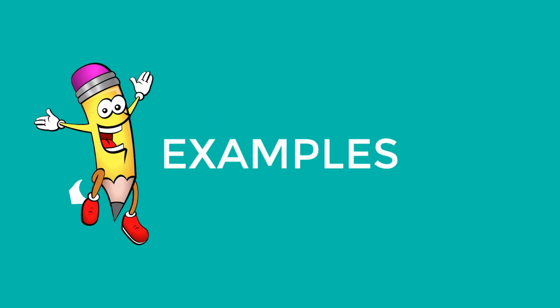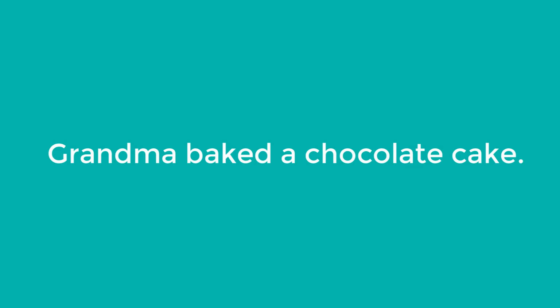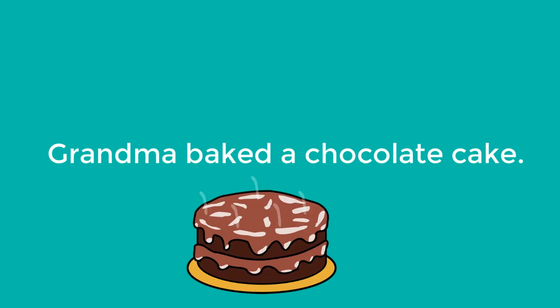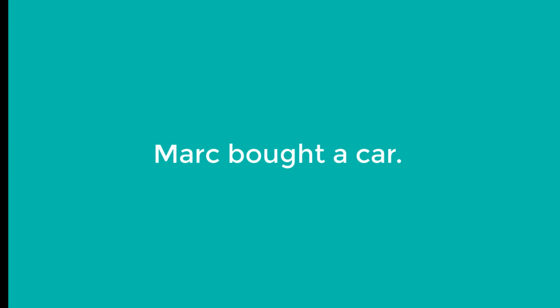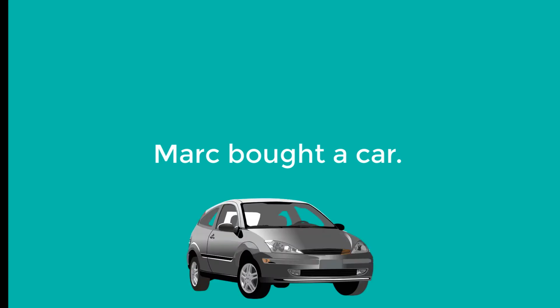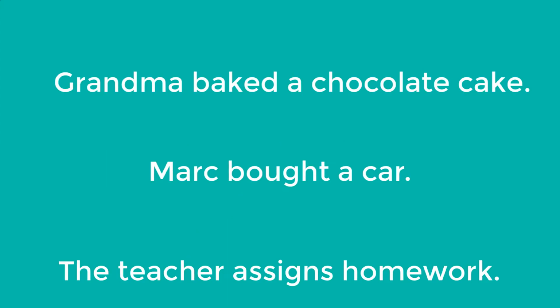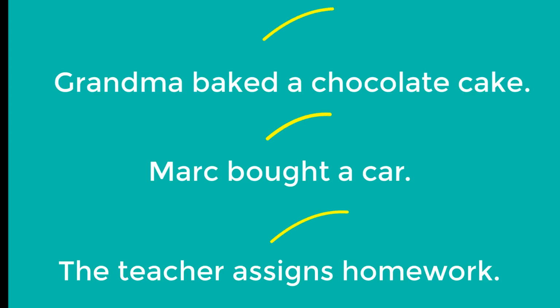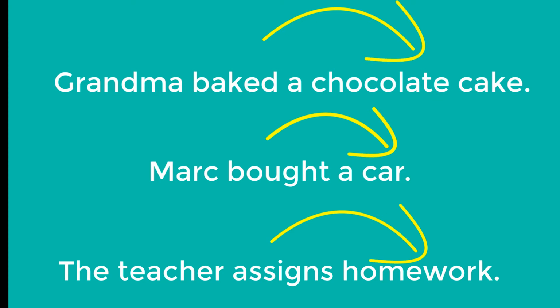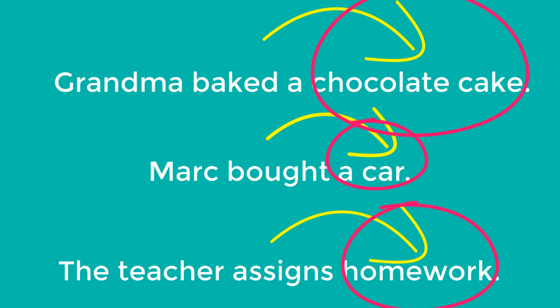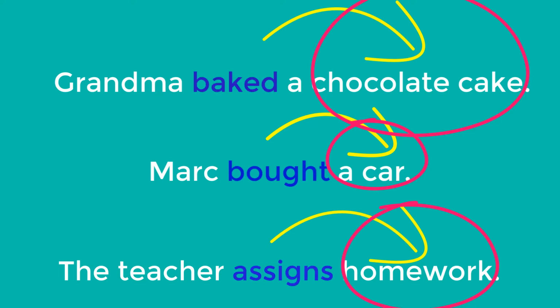Let's look at these examples. Grandma baked a chocolate cake. Mark bought a car. The teacher assigns homework. In each example, the noun that follows the verb and completes the sense of the verb is the direct object. In other words, a direct object is a noun, noun phrase, or pronoun that receives the action of the transitive verb.